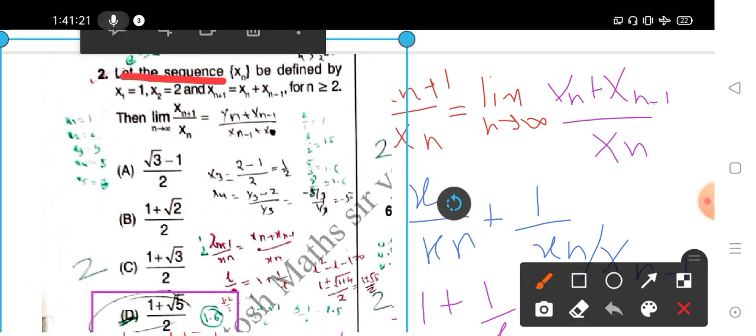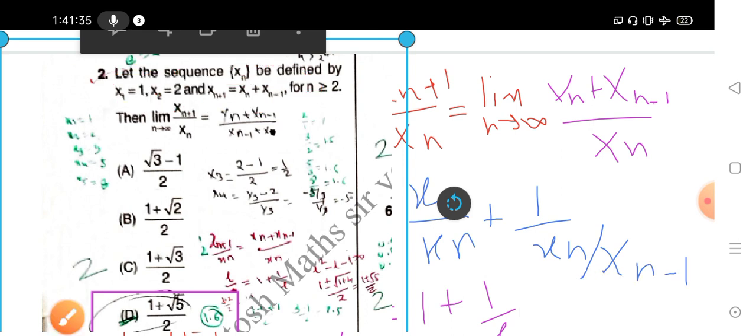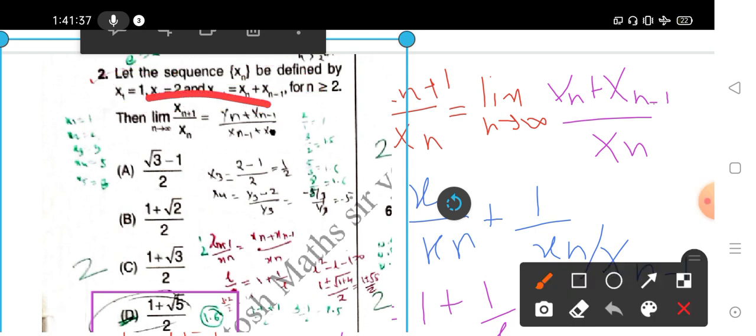Let the sequence xn be defined by x1 equal to 1, x2 equal to 2 and xn plus 1 equal to xn plus xn minus 1 for n greater than or equal to 2. Then find the limit of xn plus 1 upon xn as n tends to infinity. Here 4 options are given.